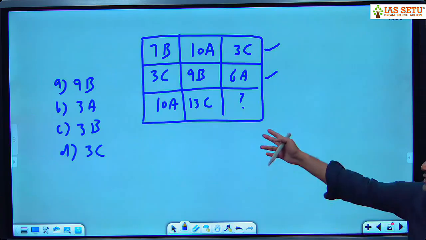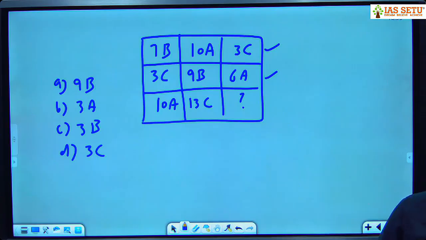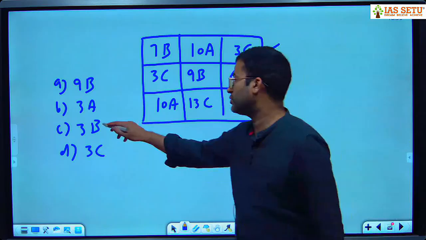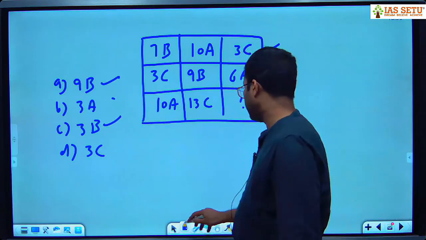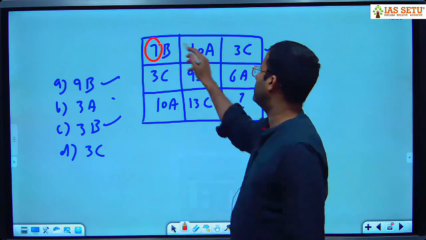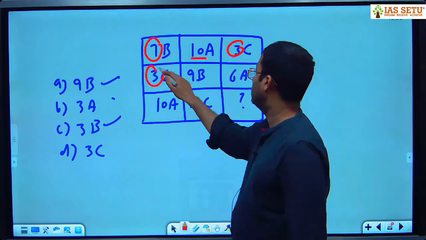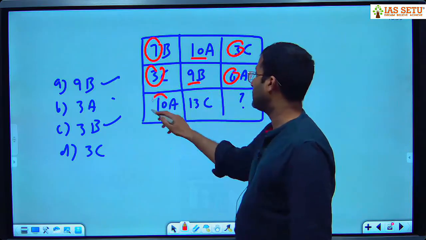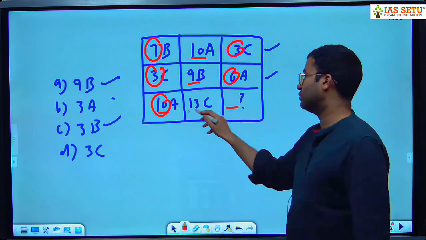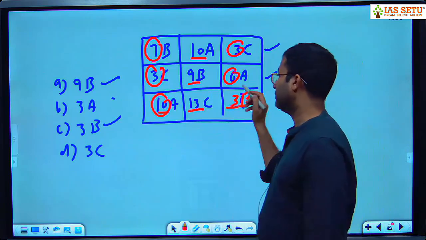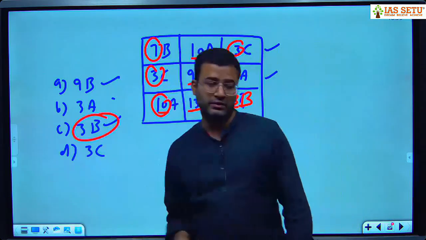Tell me what is missing. A, C तो आ गया, बचा क्या? B. तो B में ये हो सकता है, ये हो सकता है. Then can you see 7 plus 3 is equal to 10. 3 plus 6 is equal to 9. What should be 10 plus, so that it will be 13? 3B. The correct answer is 3B.